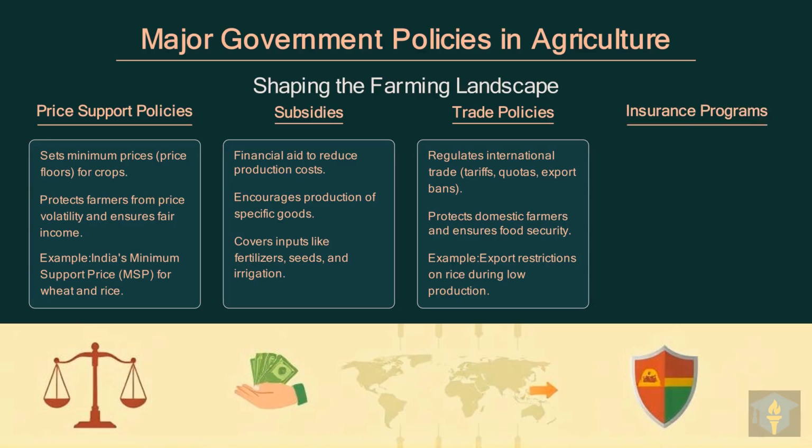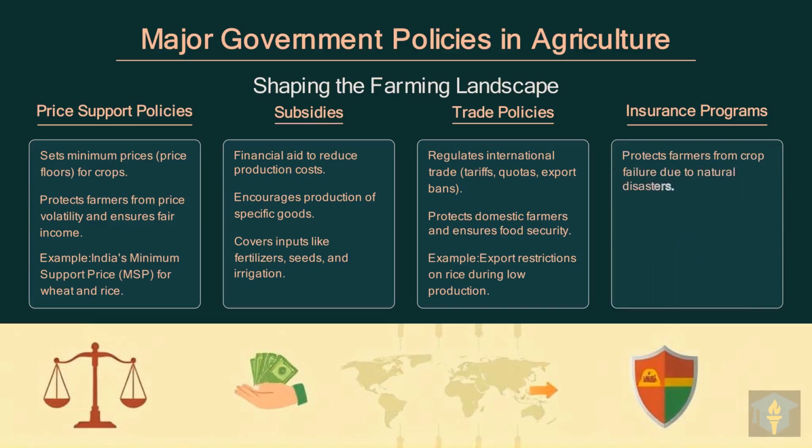Insurance programs provide crucial protection for farmers against various risks. These protect farmers from crop failures caused by natural disasters and weather events. They help manage uncertainty and secure farmers' livelihoods during difficult times. India's Pradhan Mantri Fasal Bima Yojana is an excellent example of such programs.